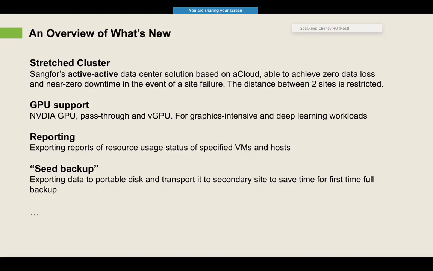Seed backup is a complementary feature for disaster recovery. With seed backup, a customer who has very narrow bandwidth between their production and DR sites can now use seed backup to export their data the first time to a portable disk or even a USB drive, and then transport that media physically to the secondary site to upload the data directly to the secondary site. This will save a lot of time for the first backup.